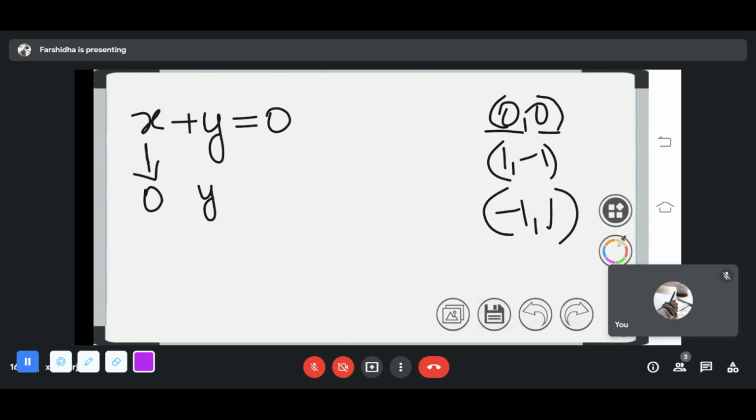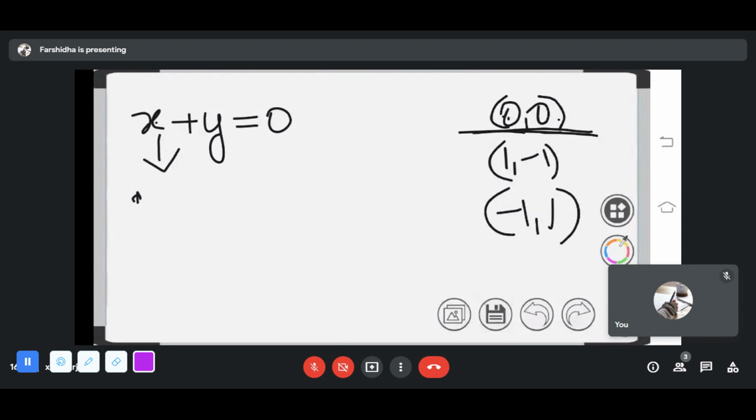See, I'm taking the first condition 0, 0. 0, 0 means what? x is equal to 0, y is equal to 0. Now what is the value of y? See, if x is equal to 0, y is equal to 0. So it satisfies the first condition.